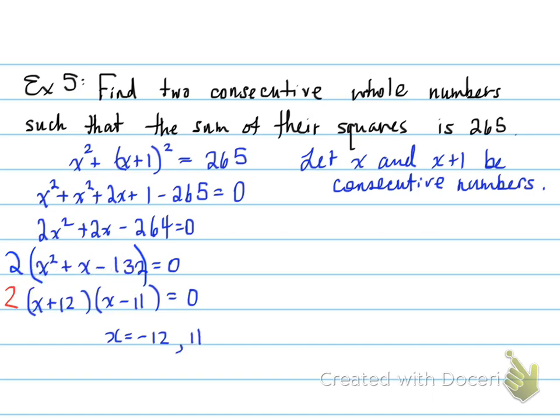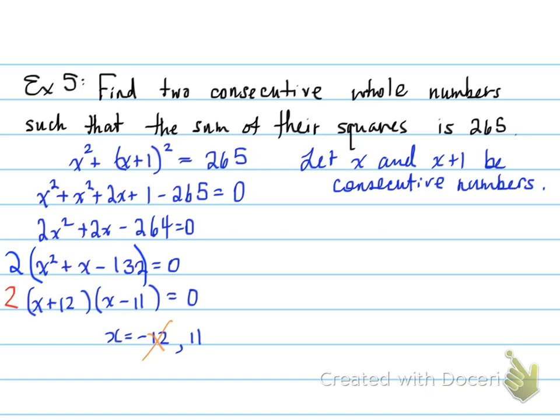But only one of these values is correct because if we look back to the question, it says whole numbers. Whole numbers are countable numbers. A negative you cannot count on your fingers and toes, and any other item you can use to count. Negative is not countable. So, negative 12 is an integer. It is not a whole number. 11 is. So therefore, 11 is our number for x.